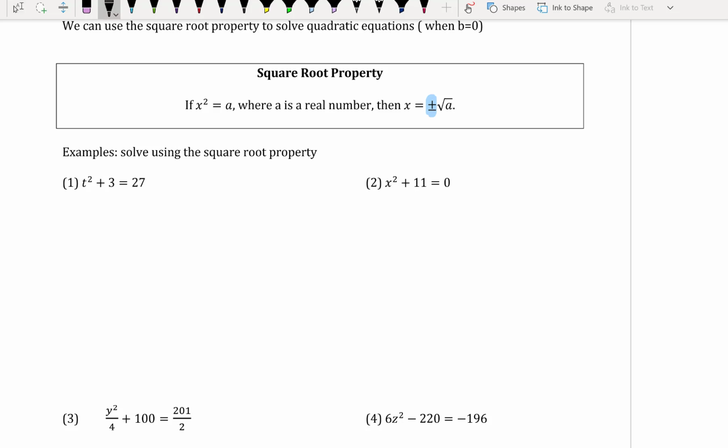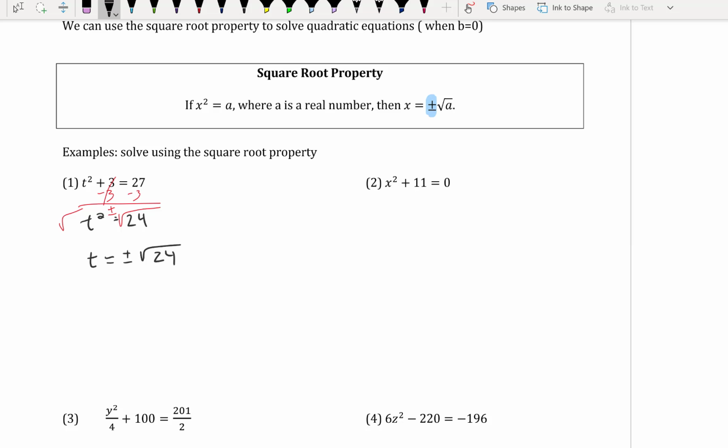So for number 1, t squared plus 3 is equal to 27. So the first thing I'm going to do is I'm going to subtract 3 from both sides. So now that I have t squared isolated, 27 minus 3 is equal to 24. From here, since it's a square, this is where the square root property comes in. I'm going to square root both sides, and because I'm square rooting both sides, I have to do the plus or minus. So now I'm going to have t is equal to plus or minus the square root of 24.